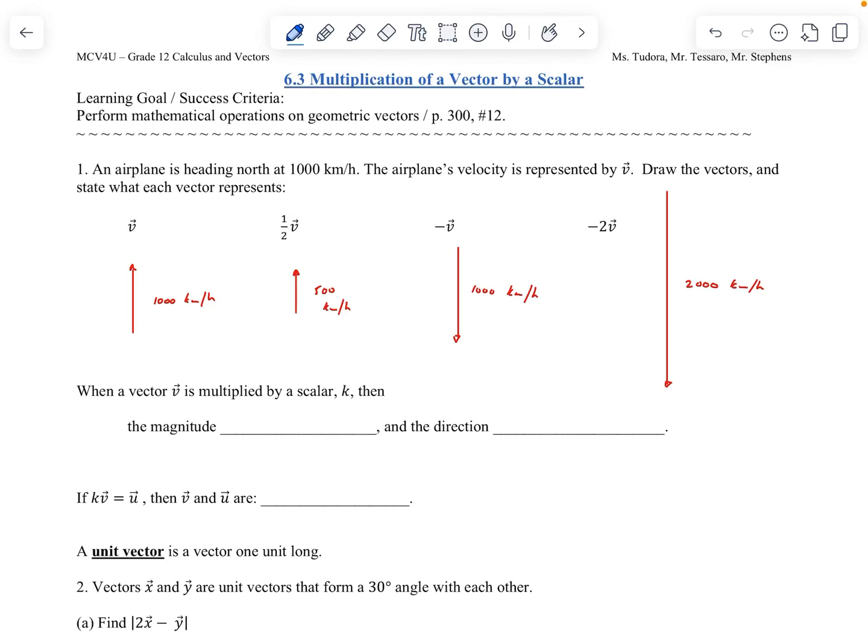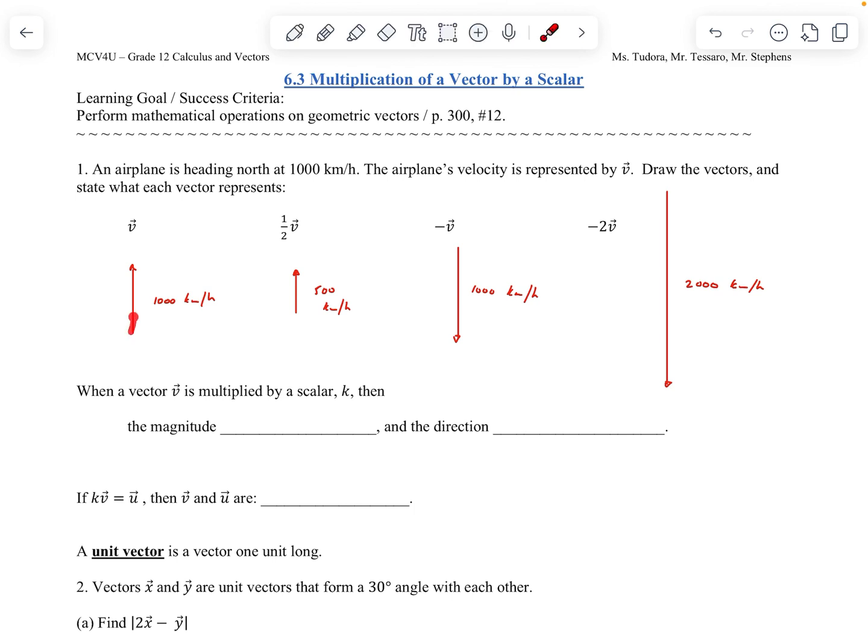Welcome to lesson 6.3, multiplication of a vector by a scalar. We're going to cover a lot of the same ground that we covered in lessons 6.1 and 6.2. So in question 1 here, we have an airplane heading north at velocity 1,000 kilometers per hour, and we represent the velocity with v. Draw the vectors, and I've drawn them already, and state what they represent.